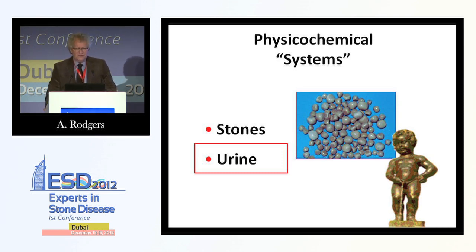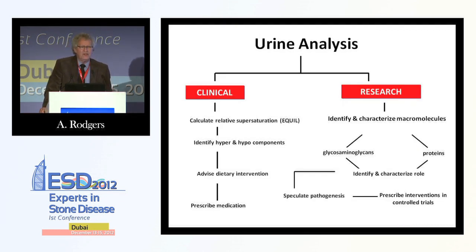So coming back to the different systems, we have urine at our disposal. And of course, from the clinical point of view, we want to analyze the urine, notwithstanding that the urine is probably collected after the stone has formed, so that we can calculate the relative supersaturation, which we'll come to in a moment, using a software package called Equal. The idea here is to try to identify some pathological aspect of the urine chemistry, hyper or hypo components. Based on that, advise a dietary intervention and then prescribe medication.